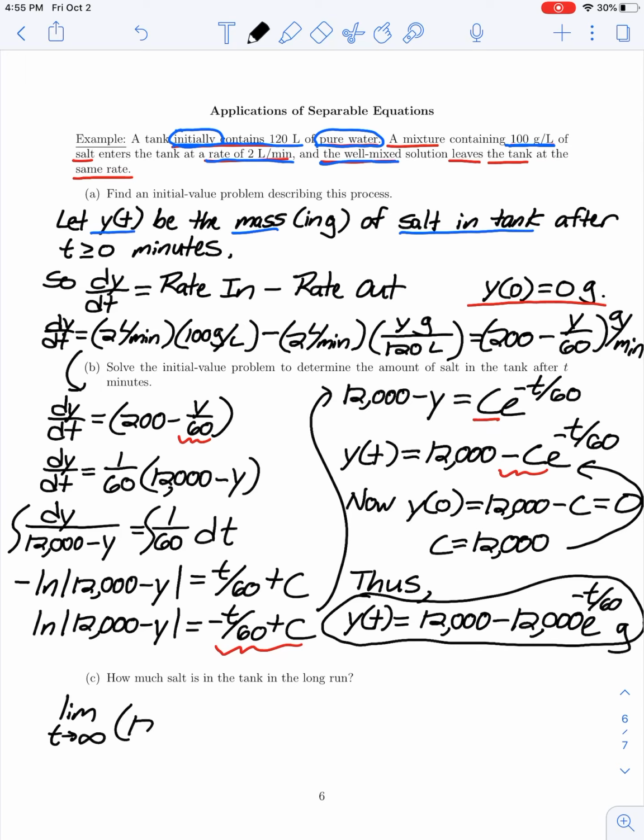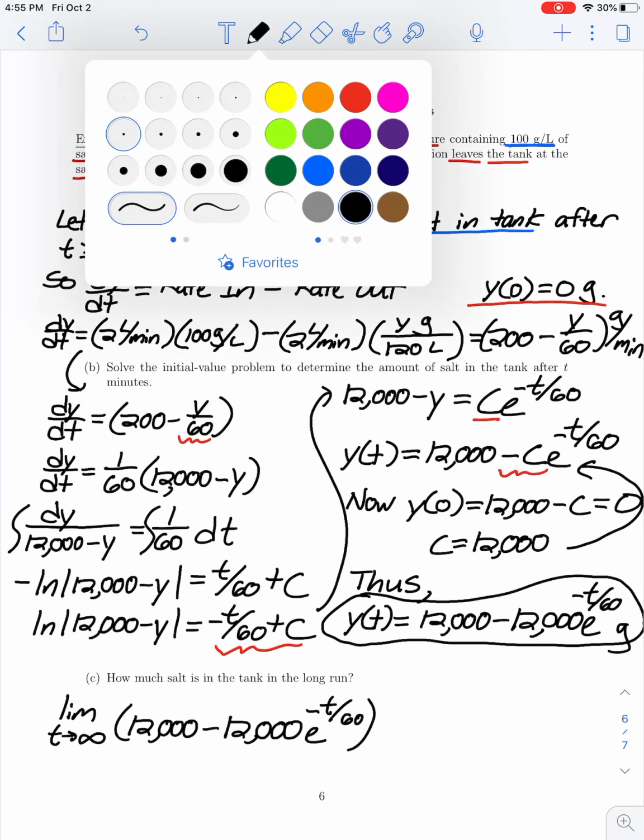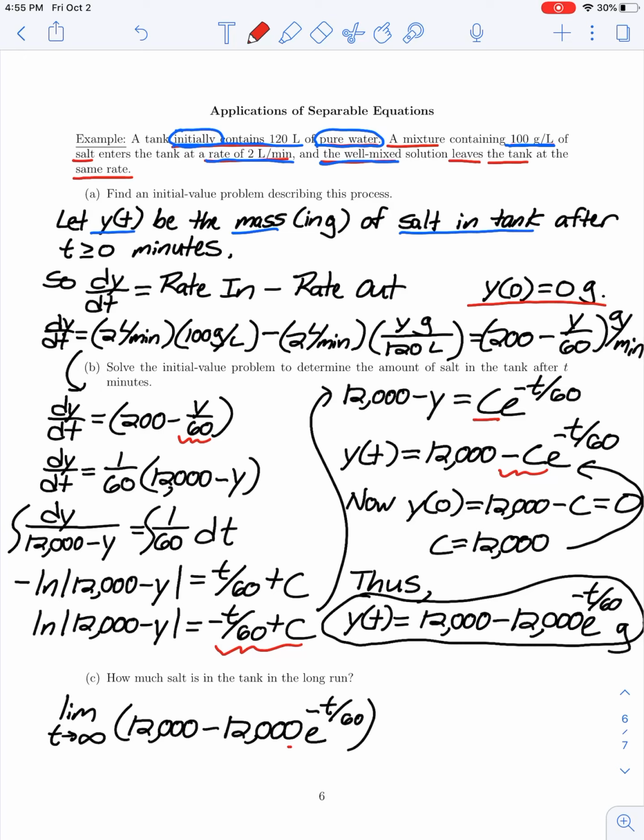So here, our function that we found was 12,000 minus 12,000 e to the negative t over 60. And as t becomes infinitely large, this e raised to the negative t over 60 term will decay to 0, and we're left with 12,000 grams. So in the long run, we will end up with 12,000 grams of salt in this tank.